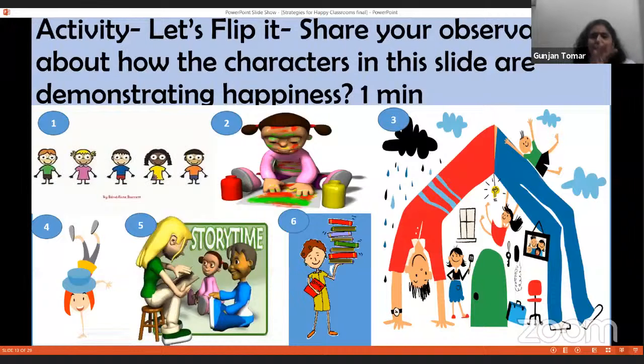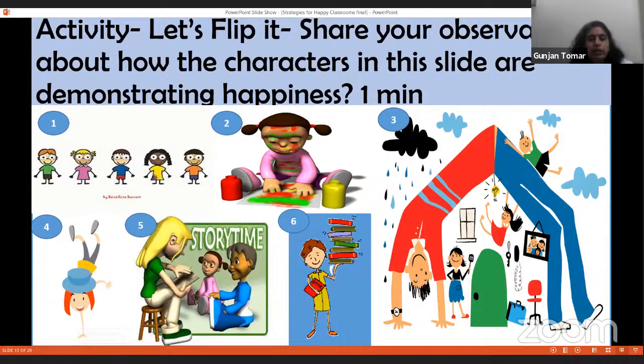So I told them I had very thoughtfully gathered these pictures from somewhere, and there are 6 pictures here, and each picture depicts happiness. You can choose any picture and tell me how that picture is depicting happiness. So there was one picture.